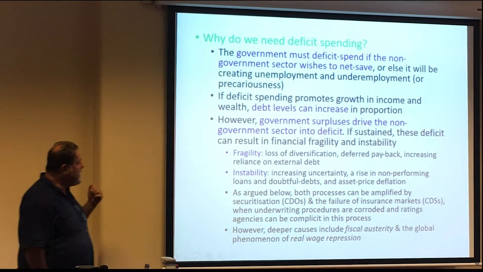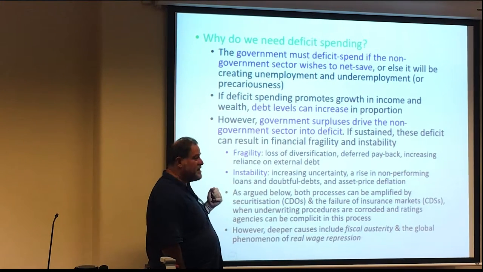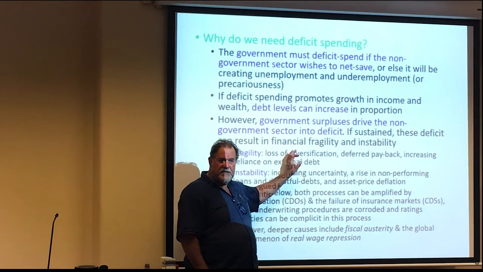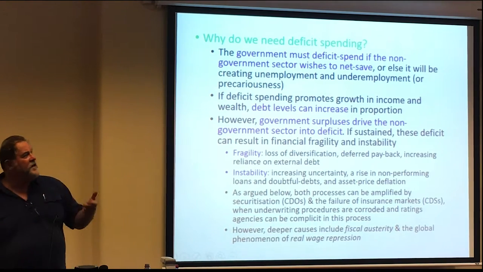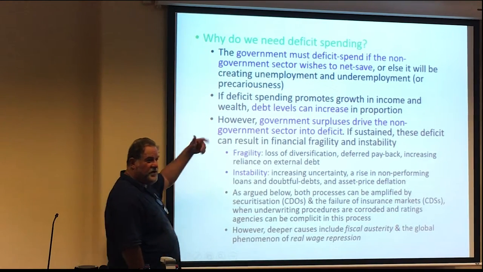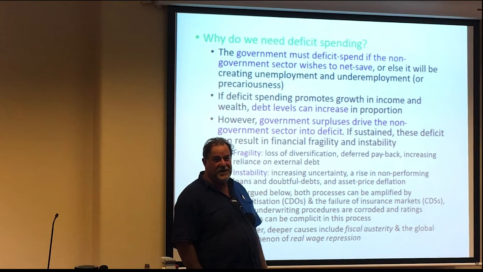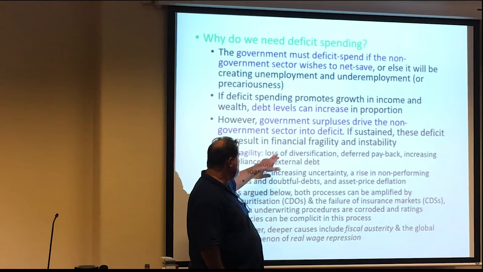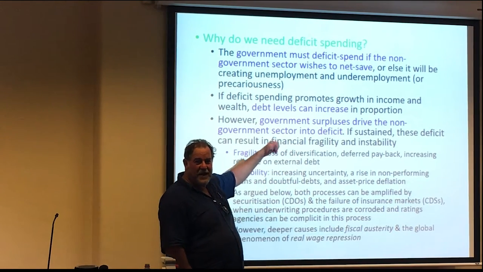Now, I talk about financial fragility, so what is it? Well, fragility in the financial sector is associated with loss of diversification, okay, having too many eggs in one basket. We can think about examples of this if we go through some of the major financial crises we've had in recent history. So the global financial crisis, where did we lose diversification? Where was all the money going? Where were we mainly investing?